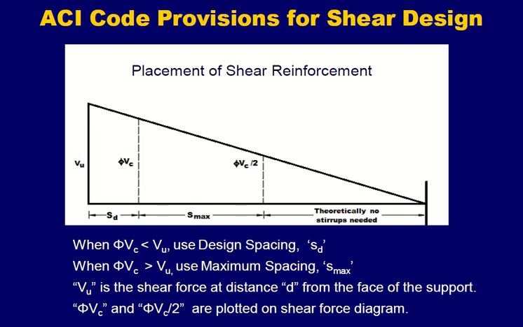What we have discussed previously is presented here for better understanding. This is φVc divided by 2. Since in this portion the shear is less than φVc divided by 2, theoretically no stirrups are required till this point, in the center of the beam. Now when you are going further, in this portion your Vu is greater than φVc by 2 but less than φVc, so here provide stirrups at maximum spacing. And in this portion when your Vu is greater than φVc, use the design spacing of the stirrups. This is what I explained here.